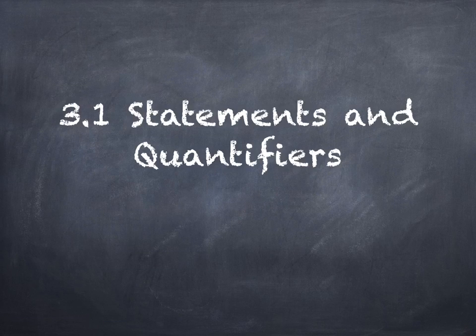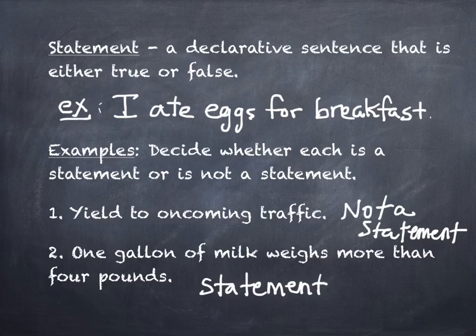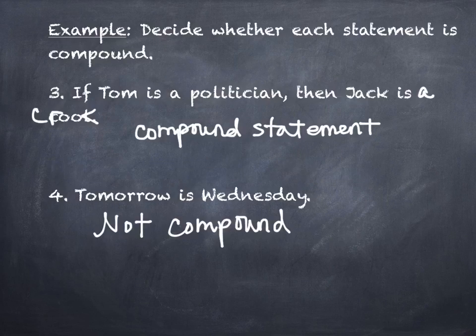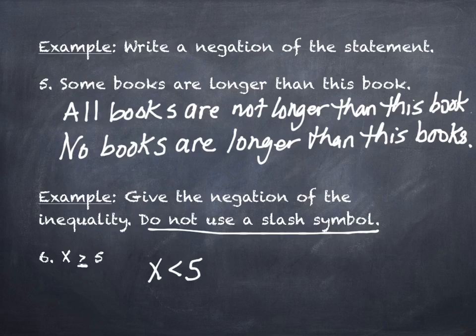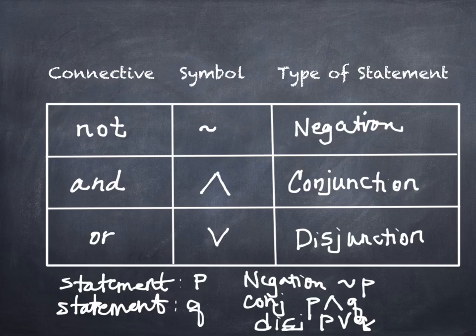All right, so last time, this is the section we were working on, 3.1, Statements and Quantifiers, and we had gotten to the point where we had seen a chart that we filled in. This chart is here, and we wrote down some details about some symbols. The symbol for not has a tilde. The symbol for and is an upside down V, and the symbol for or is a V.